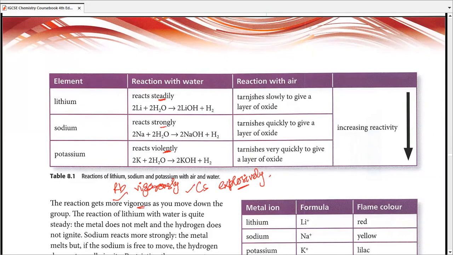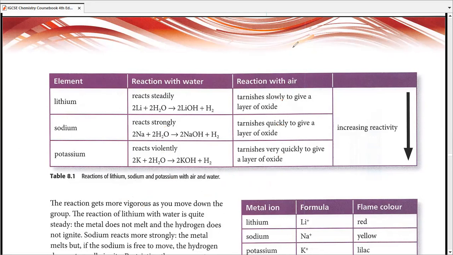Reaction with air: I told you their shiny metallic surfaces tarnish to give you a dull layer of oxide. The same thing happens here, here, and here. But slowly with lithium, quickly with sodium, very quickly with potassium, and you can write even quicker for rubidium and cesium than it does for potassium. So you can always write comparative lines.